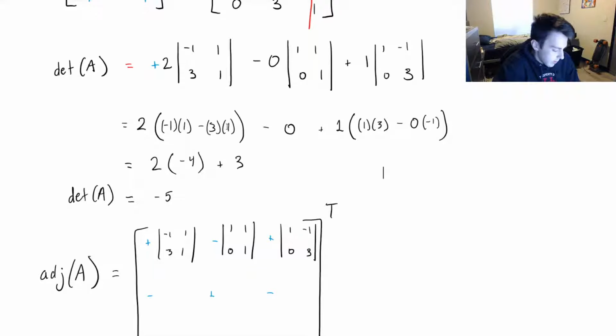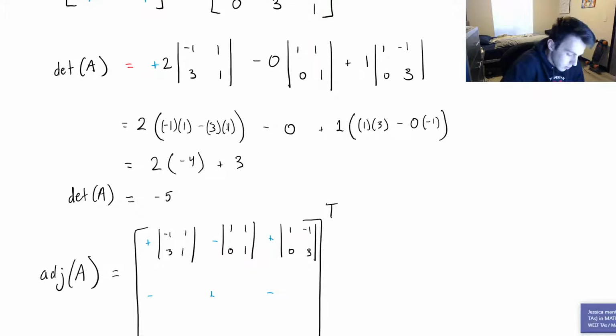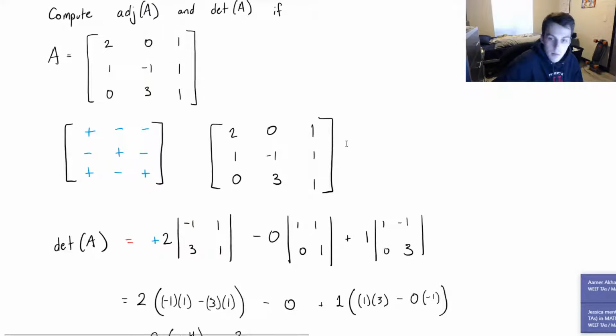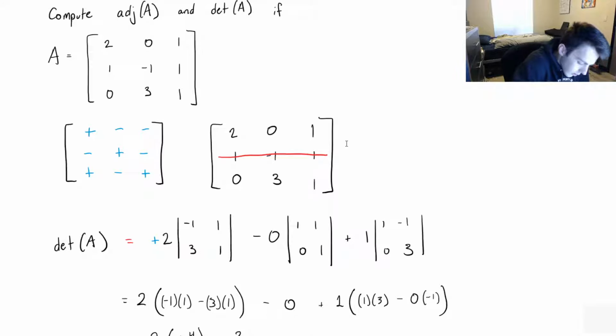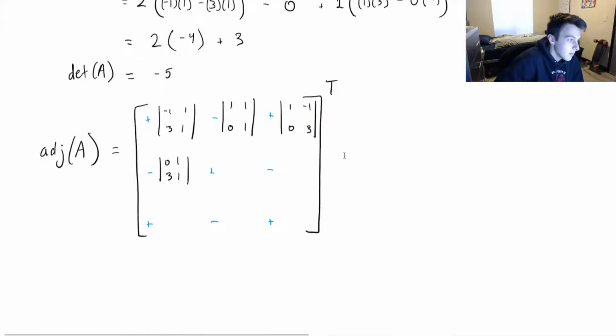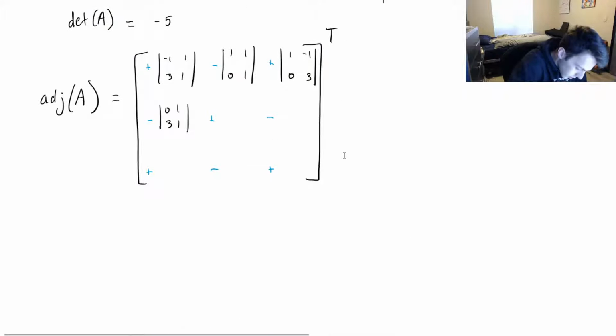So let's take a look at the middle row. Oh, let me scroll up. So we'll do the middle left. We're left with 0, 1, 3, 1. Next, we have 2, 1, 0, 1. So we have the determinant of 2, 1, 0, 1.